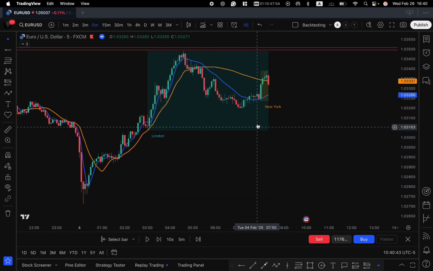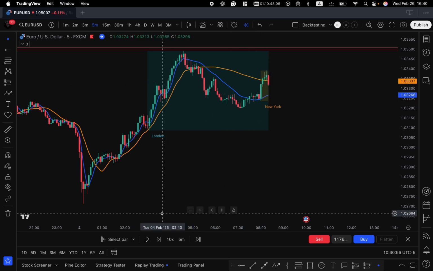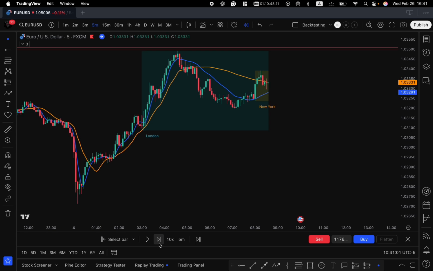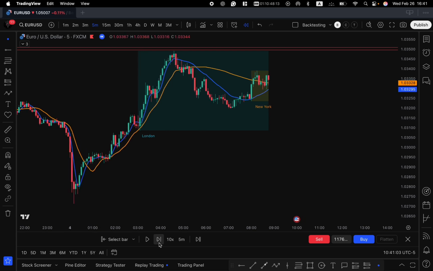Okay, the London session is basically at its end, and we have the beginning of the New York session, the 8 a.m. of NY time. So this is the overlap I was talking about. Now I'm going to wait for another setup.